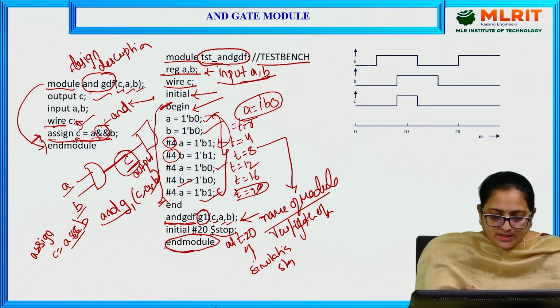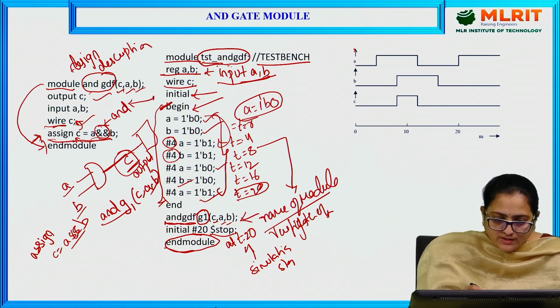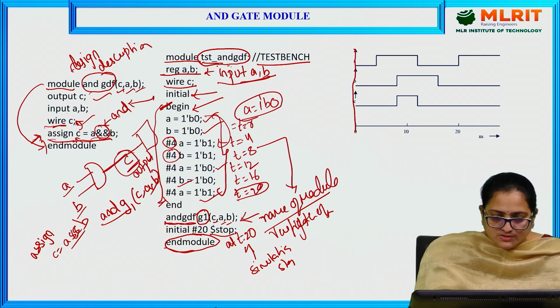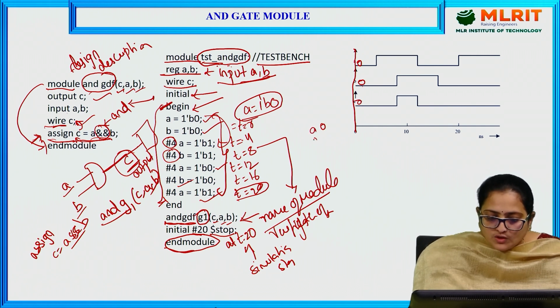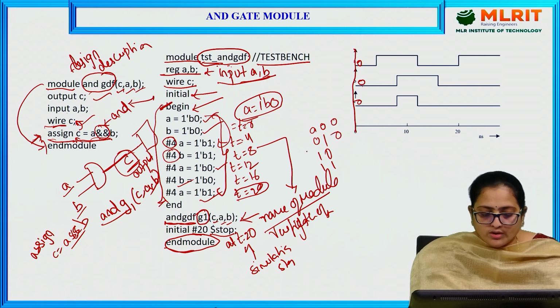See, initially at time t equals 0, when you are seeing the output here, the a value is 0, the b value is 0, and the operation is a AND b. If the inputs are 0, 0, 0, 1, 1, 0, 1, 1: for 0, 0, the output is 0. For 0, 1, the output is 0, and so on for 1, 0 and 1, 1.